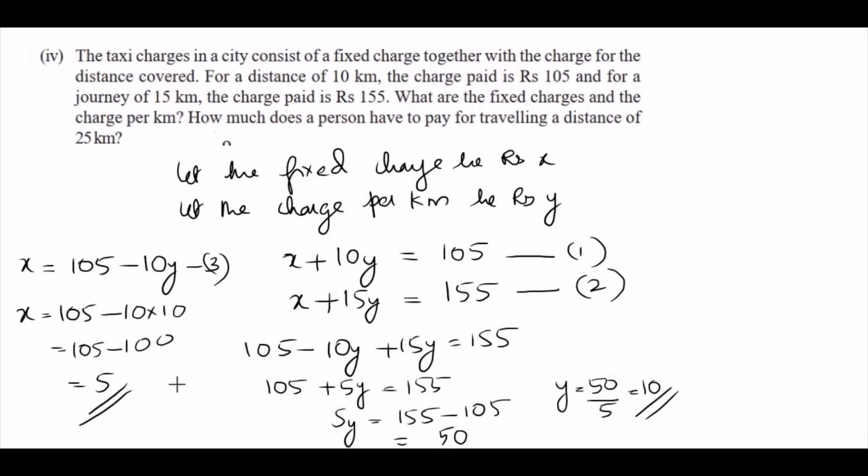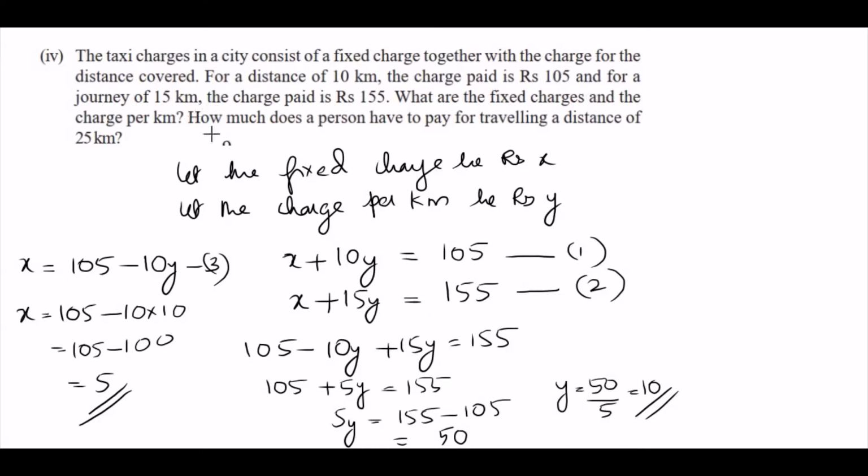So whatever distance you cover, you have to give a fixed charge, that is 5. And per kilometer, the charge is rupees 10. So if you cover 10 km, you have to give a charge of 100 rupees. So 100 plus 5, 105. Here you have covered a distance of 10 km. So 10 into per kilometer, that is 1 km it is 10 rupees. So 10 into 10, that is 100 plus the fixed charge is 5. So you get 105. Similar way you will get it here.